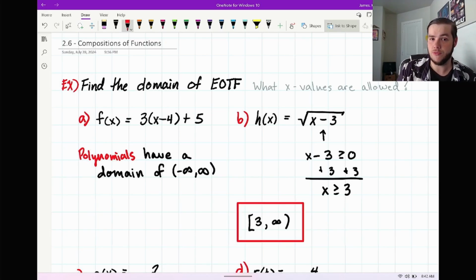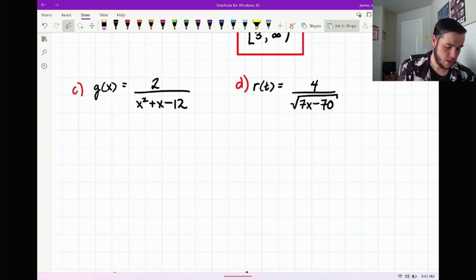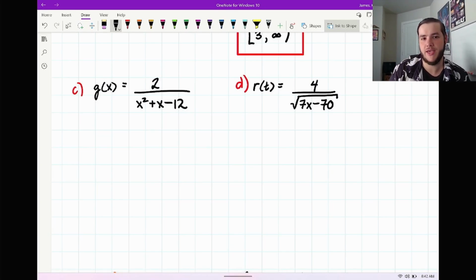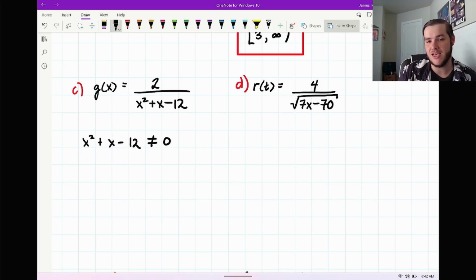Let's try a couple of trickier ones. In part C, I also have an issue that could come up. Notice that I've got x's in the denominator of this function. We know from the past videos and our past math classes that you cannot divide by 0. So whatever this denominator happens to be, in this case it's x squared plus x minus 12, we know that it can't be 0. So we need to find the x values that make sure this is not 0.